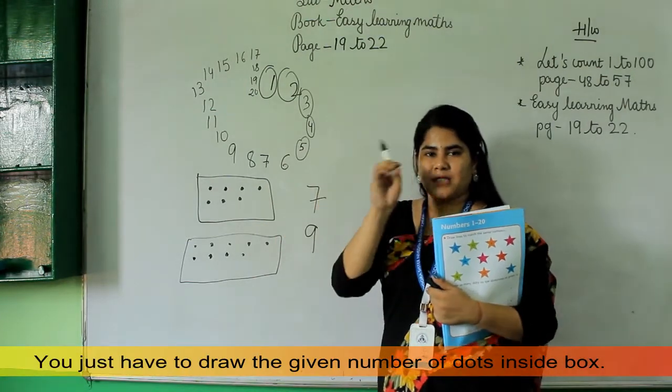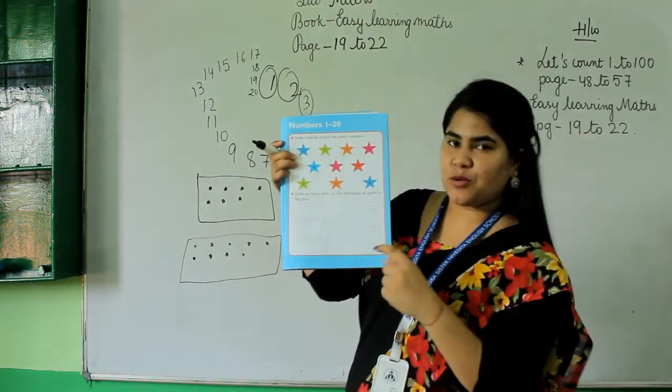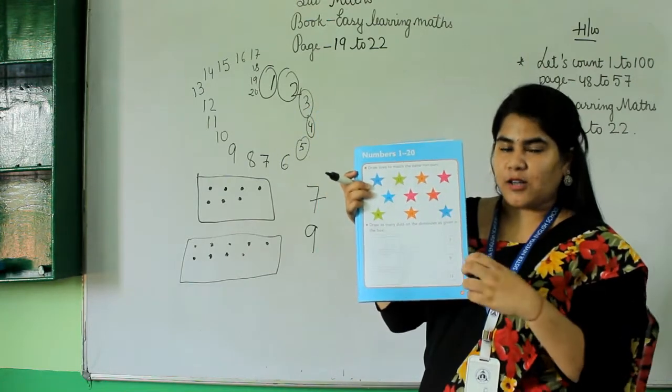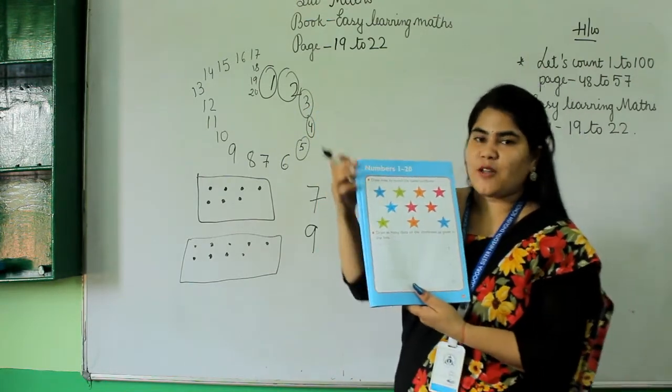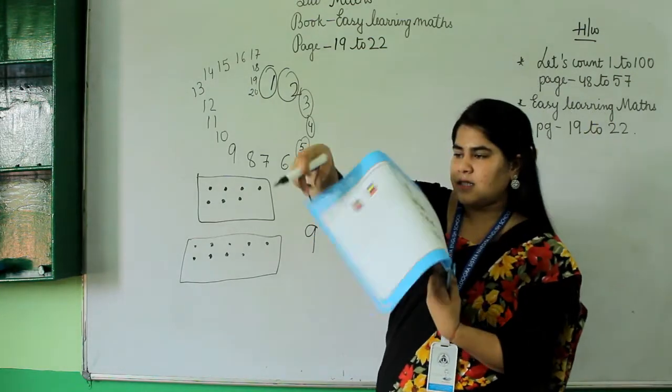Okay, you can make a little bit bigger dots also. Okay, so the last one is number 12. You have to make 12 dots in this box. Understood? In this way you are going to continue this one also. Okay, now everyone turn the page.